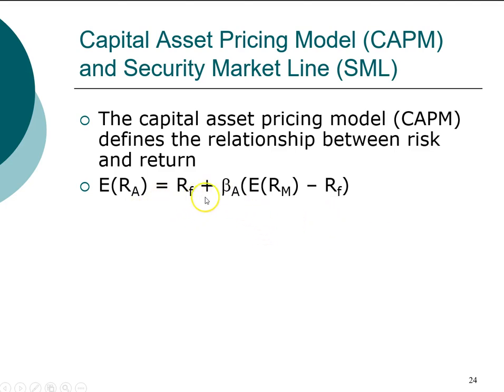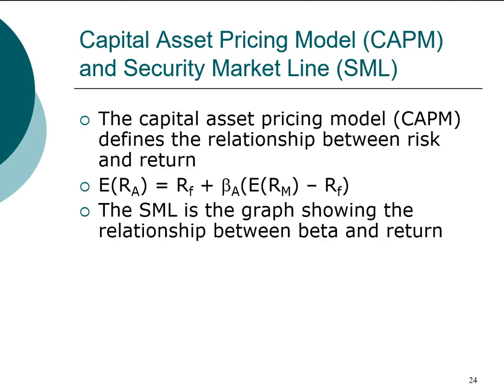So now that you understand the relationship between risk and return and how we come to this equation, there's another way to look at this relationship, and that is through a graph. This graph is called the security market line. SML stands for security market line. The security market line shows the expected return on one side and the systematic risk on the other side. So this is very similar to the graph that we have seen earlier.